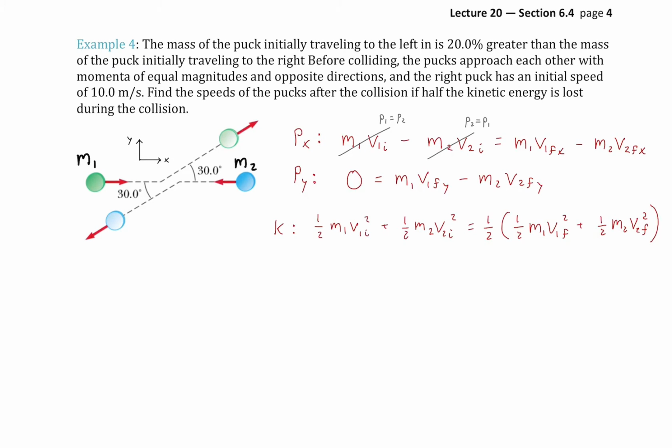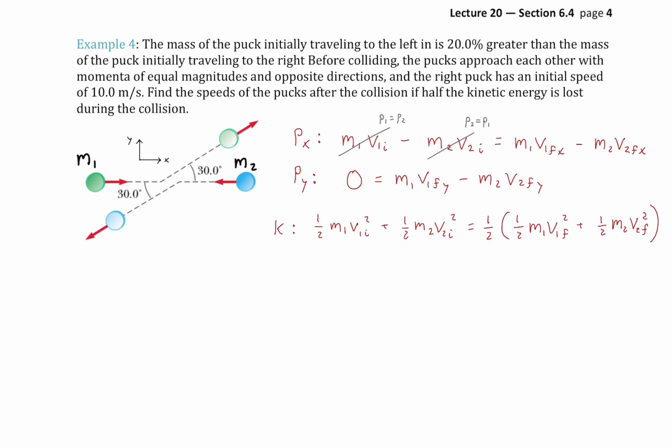Before colliding, the pucks approach each other with momenta of equal magnitudes in opposite directions. So again, kind of an interesting setup here. We're told that it's a head-on collision, well, at least head-on in the sense that they're heading towards each other. It's glancing because they don't just bounce off in opposite directions. The fact that they go off at angles tells us it has to be a glancing collision. In other words, their centers are not lined up. But we're told that they do have equal magnitude momenta.